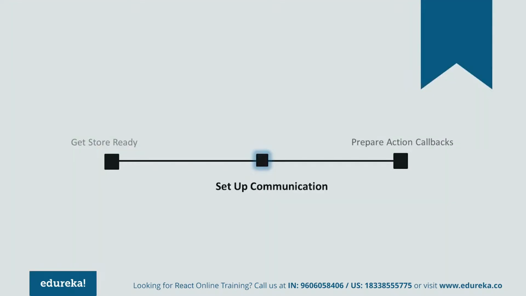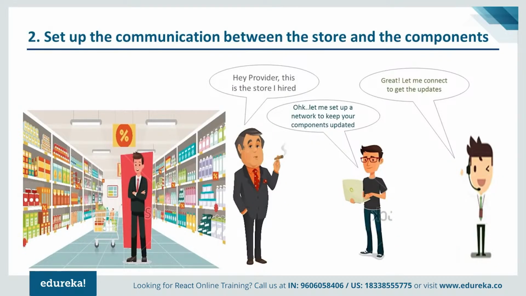The second one is to set up the communication. How will the communication be set up? Now the provider will be told that the store has been hired. Now the provider, what will it say? This is the provider. Provider will say, okay, let me set up a network. Now this provider will set up the network to keep the components updated. Now this is the view part. This view part will get connected to the latest updates to display to the user.